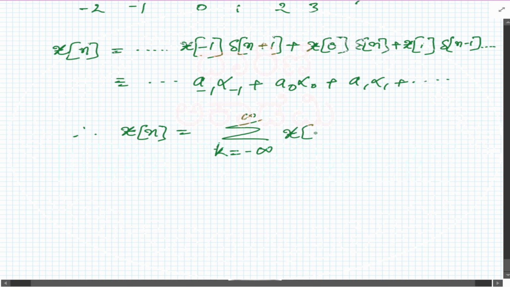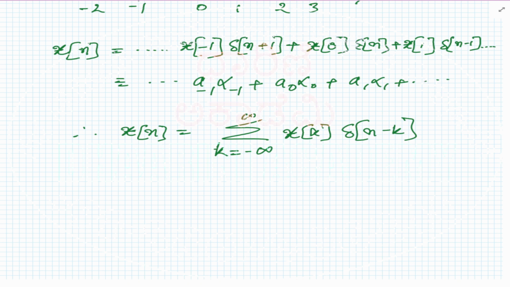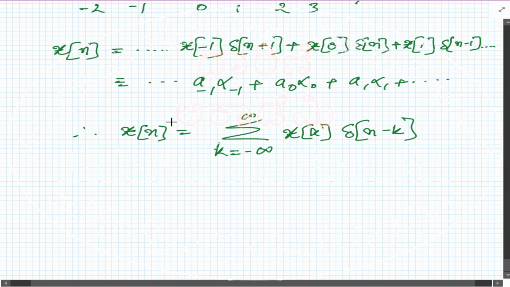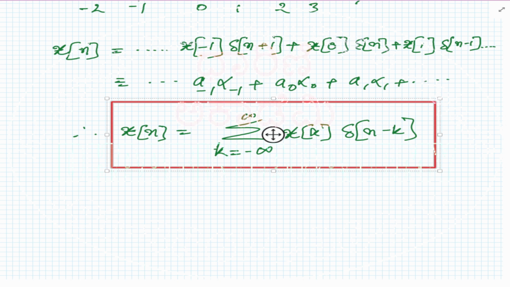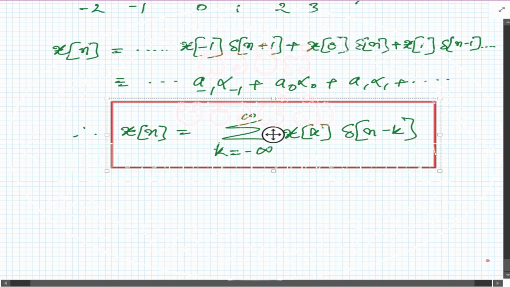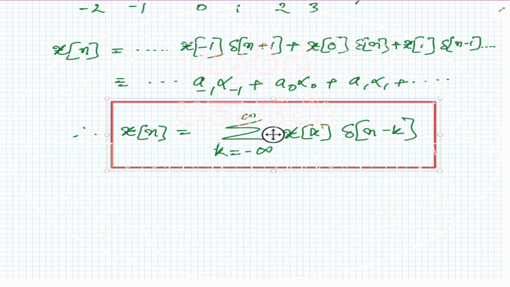This is x of k into delta of n minus k. Are you okay? So this is how I am representing the input to a given system, right? When you are able to represent the input in this format, we are able to write this. This is the first requirement: I should be able to represent any given input in the linear format.